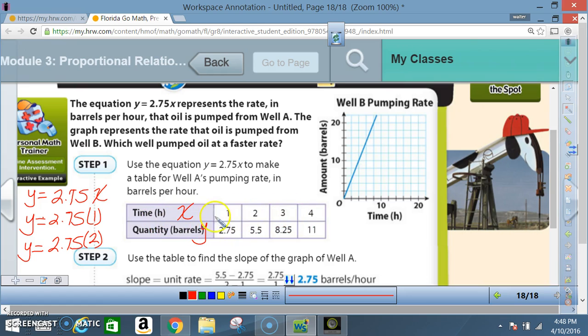Now, for those of you who still may be somewhat confused, all we're doing is writing the equation down. This is what you should do. Y is equal to 2.75 times X. When X is 1, we replace X with 1. So now 2.75 times 1 is 2.75. When X is 2, we replace X with 2. So now we have 2.75 times 2, which is 5.5. And we do the same thing with 3 and 4. So once again, X is your input, that's what you're putting in, and Y is your output.